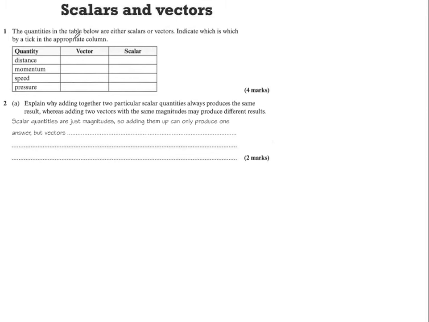Right then, the following quantities are vectors and scalars. Distance is a scalar and displacement is a vector. Momentum has got velocity, so it's mass times velocity, it's a vector. Speed is a scalar and pressure is a scalar.